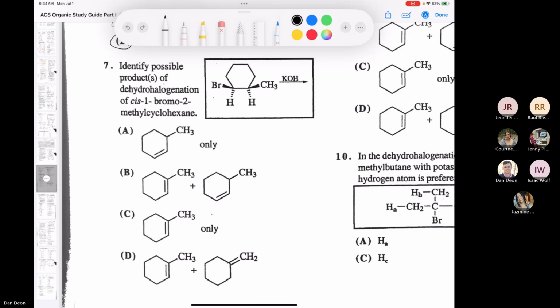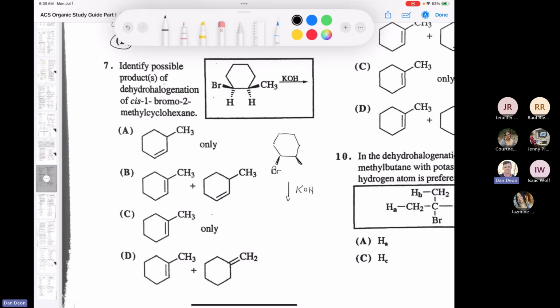problem. Okay, so if we take this secondary alkyl halide, if I maybe draw a simpler bond line structure, you have a methyl group pointing up, and then you have a bromine pointing up, okay? And I treat that with KOH, okay? So what are my products going to be?